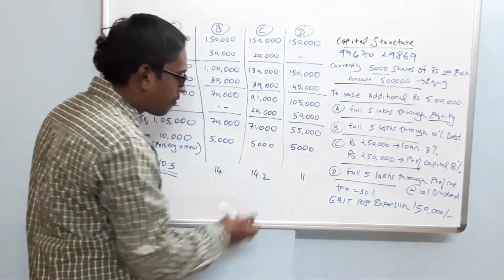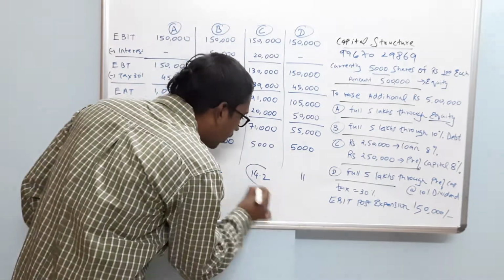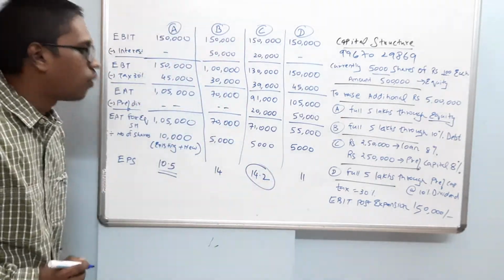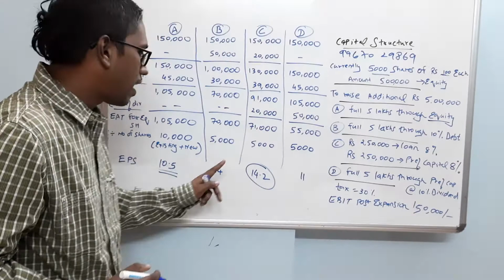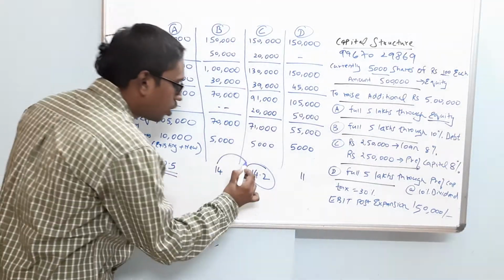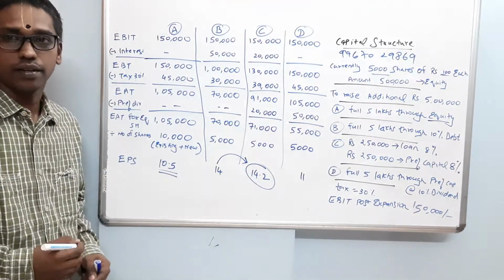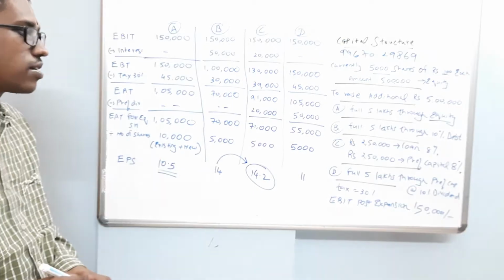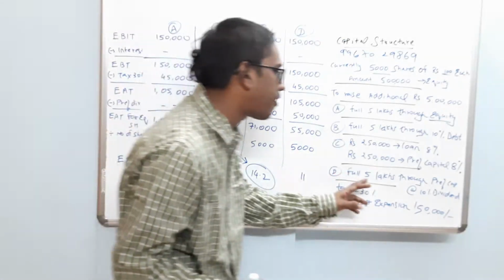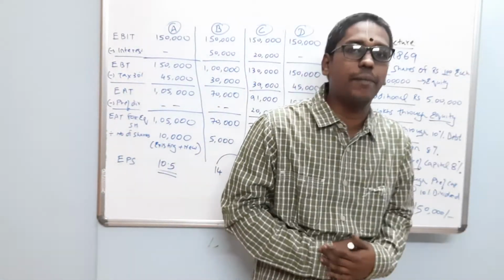71,000 divided by 5 gives us 14.2. If you look at it, our earnings per share has increased further from 14 to 14.2. And the last option says you raise the entire 5 lakhs only through preference capital.